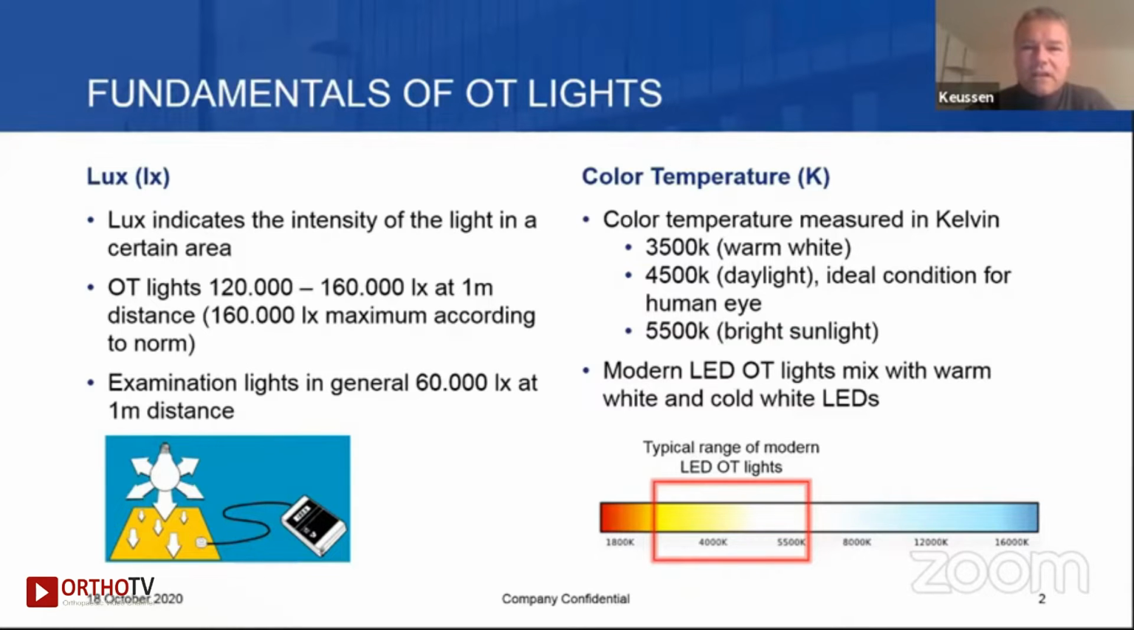This is one of the major indicators of operating lights. The second thing is the color temperature, which is measured in Kelvin. You may recall that halogen lights have a very warm white light with about 3,500 Kelvin. Daylight has about 4,500 Kelvin, which is the ideal condition for the human eye. And 5,500 Kelvin is kind of bright sunlight. So modern LED OT lights go from different differences in the tissue.